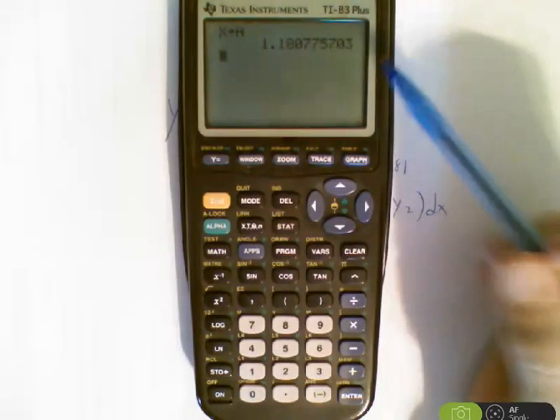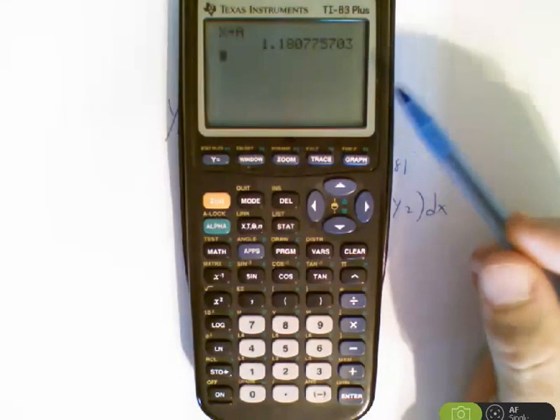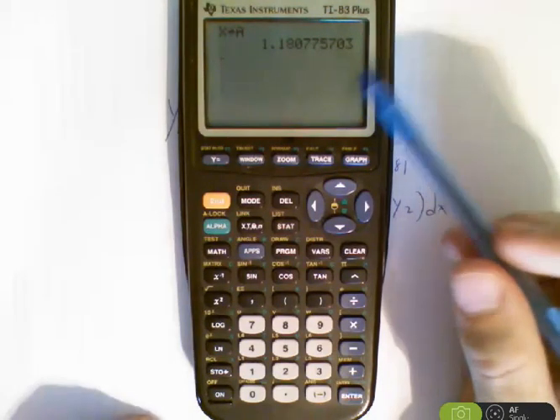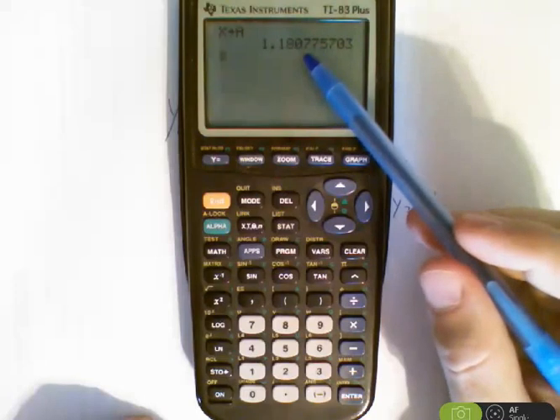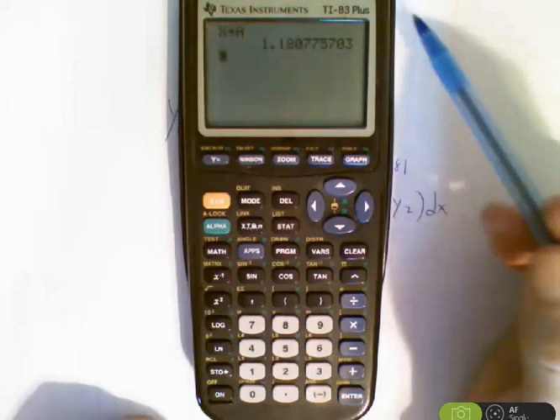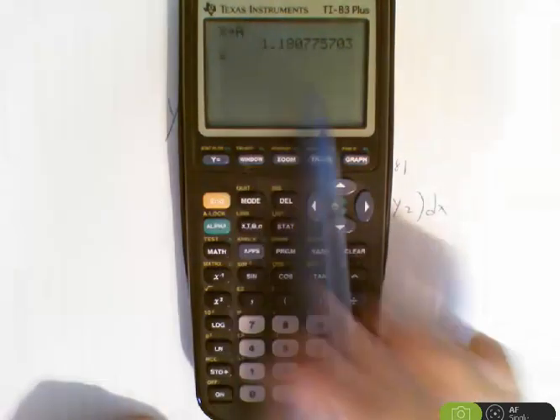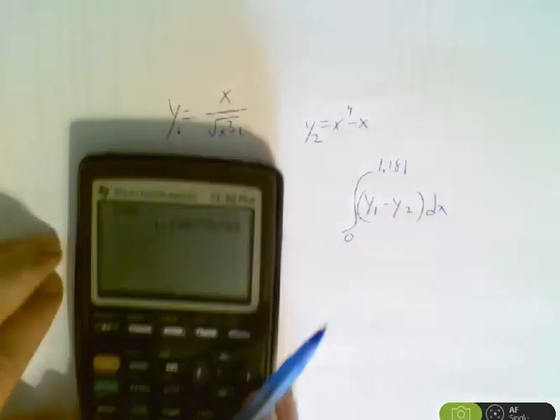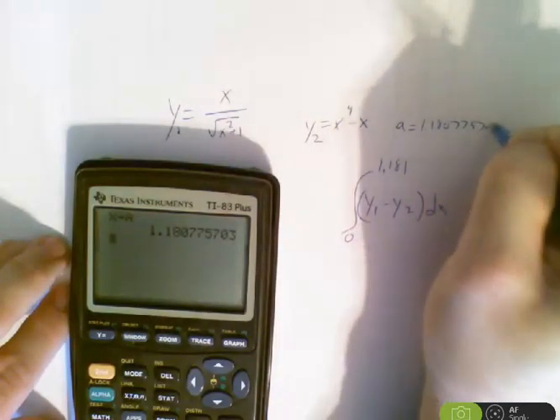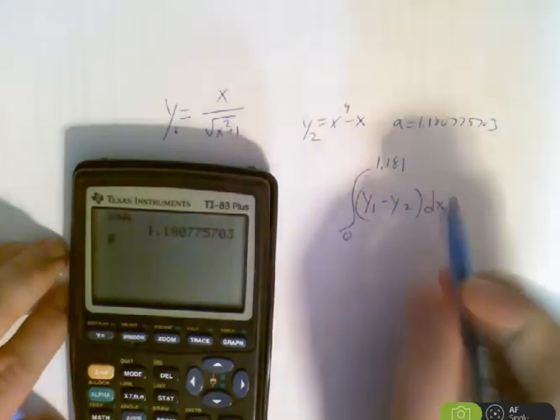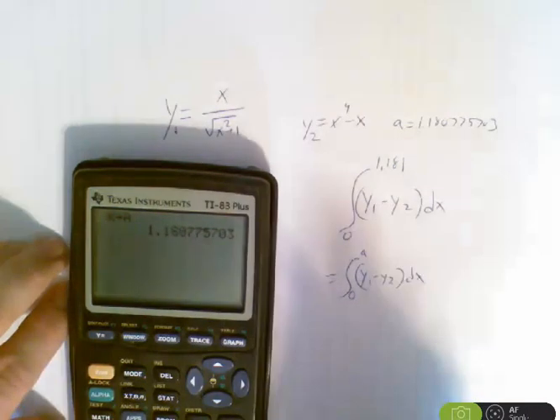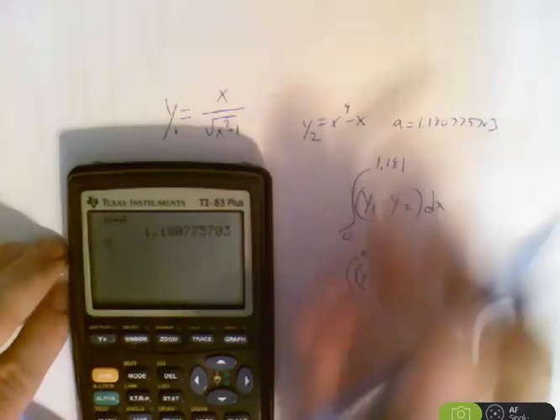Now you may say, well, why can't I just do 1.18 or whatever? Well, you probably could, but I'm thinking AP exam, and I want it to be as accurate as possible so I don't risk losing that answer point, because they need it at least 3 places. Sometimes when you round too early, even if you do it properly, you might still get messed up later on. So I play it safe. I like to store the value. So A is 1.180775703, just so we have it on paper. And basically I can rewrite this as the integral from 0 to A of y1 minus y2 dx. And that would be full credit on the AP exam because I've already labeled everything.